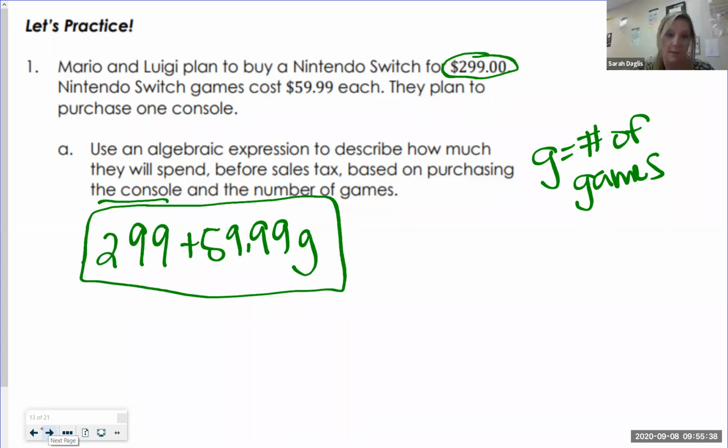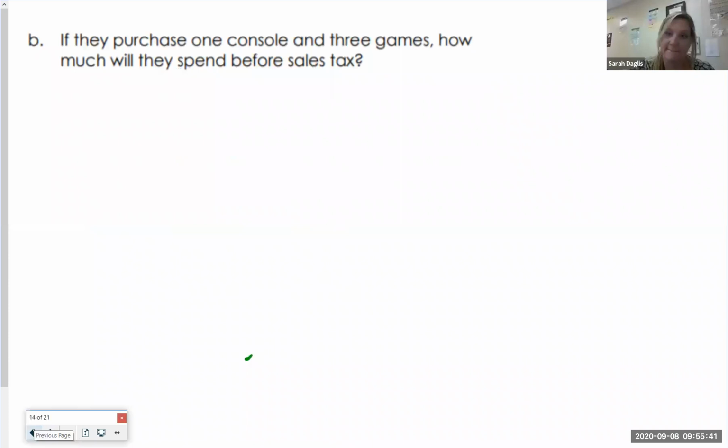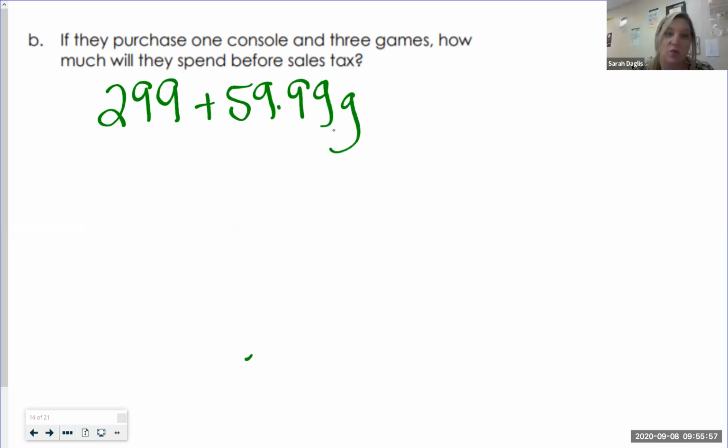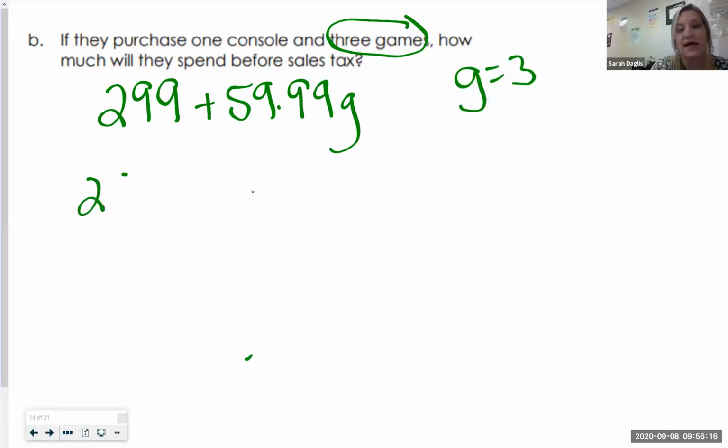Okay, next. If they purchase one console and 3 games, how much will they spend before sales tax? Okay, so we're going to use the expression we just created. There's my console. Here's the price for however many games I buy, right? This time it told me we're going to buy 3 games. So I know that my G equals 3 this time. So this becomes $299 plus $59.99 times 3, because we know we're buying 3 games.